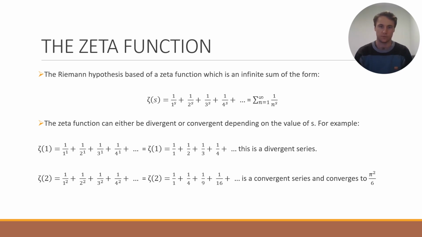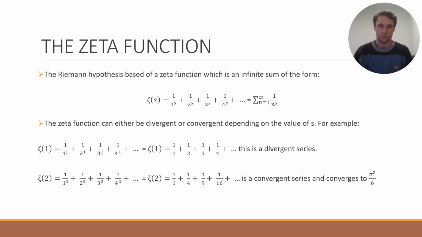So the general form is 1 over n to the power s, but you can have s equals 1, for example, which then gives the infinite sum from n equals 1 to infinity of 1 over n to the 1. That gives you the series shown below with 1 over 1 plus 1 over 2 plus 1 over 3 plus 1 over 4. And that is clearly a divergent series.